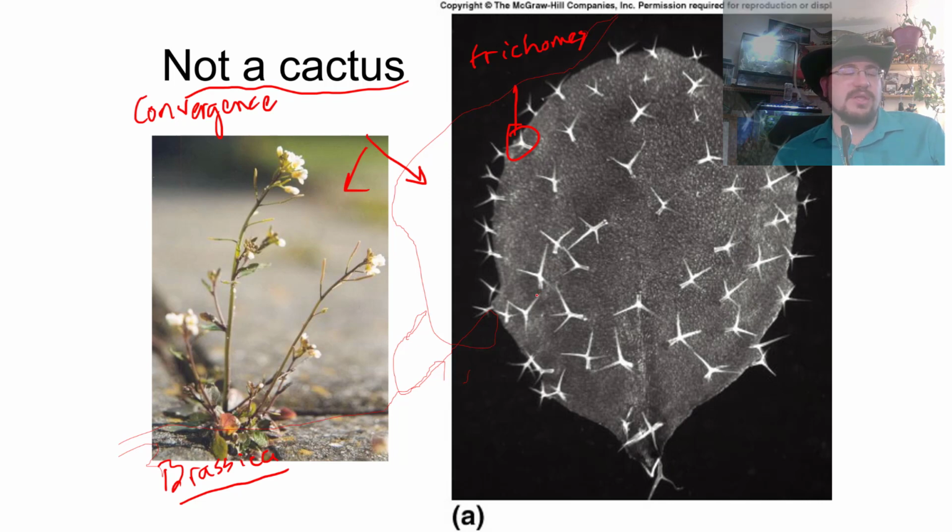Anyway, Brassica rapa is the source of a lot of domesticated vegetables that we eat, which is kind of cool. Broccolis are selected from the flowers. Cauliflower, asparagus from the stems. Brussels sprouts from the flower buds. So lots of cool stuff there. Anyway, Brassica rapa has these tiny little needle-like extensions that are derived from trichomes. And because they are derived from trichomes, these are not a cactus, even though they have a similar appearance. So beautiful convergent evolution.